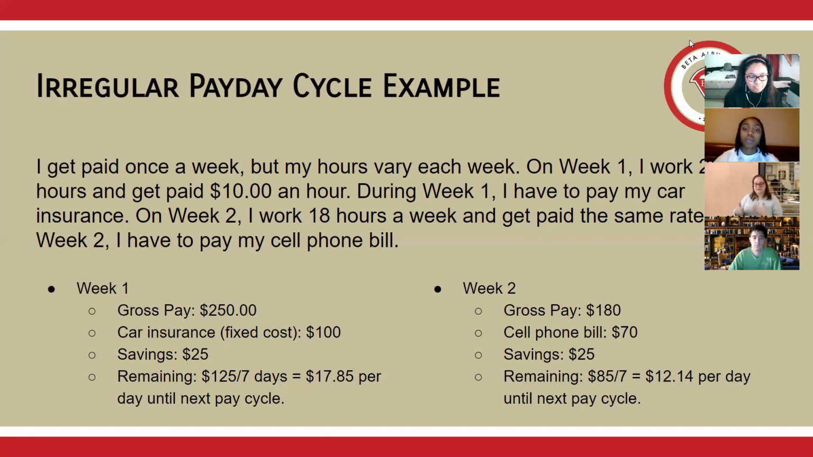And then that is how you budget. You'll divide it by the 7 days until your next pay cycle. So you'll have approximately $17.85 a day until your next pay cycle. And then with week 2, you'll have your gross pay of $180 with working your 18 hours. And then you'll have your cell phone bill, which will probably be about $70. And then you have more money to put in your savings with the $25. And then remaining, you'll take the rest of that again and divide it by 7 days. And then that'll give you about $12.14 a day until your pay cycle.